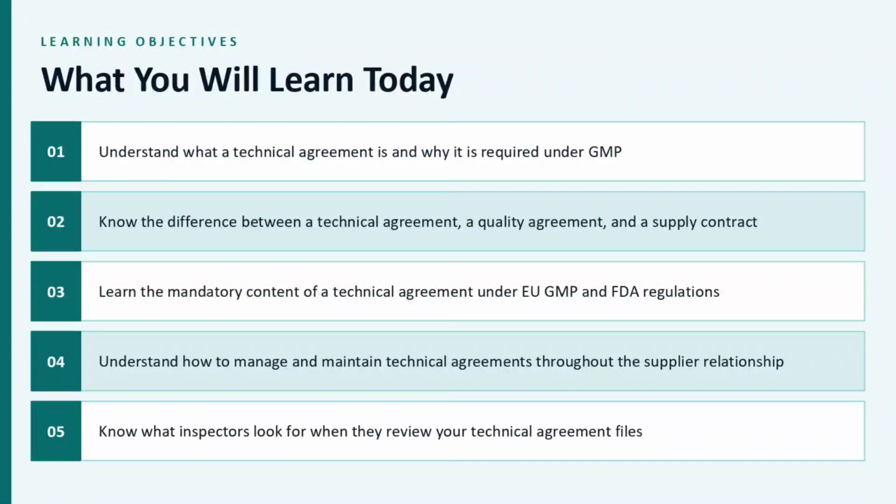Here is what we will cover today. Number 1, you will understand what a technical agreement is and why it is specifically required under GMP regulations. Number 2, you will learn the difference between a technical agreement, a quality agreement, and a commercial supply contract. These are 3 different documents that serve 3 different purposes. Number 3, you will learn the mandatory content of a technical agreement under EU GMP and FDA requirements. Number 4, you will understand how to manage technical agreements actively throughout the entire supplier relationship, not just at the moment of signing. And number 5, you will know exactly what inspectors look for when they review your technical agreement files, so you can be ready.